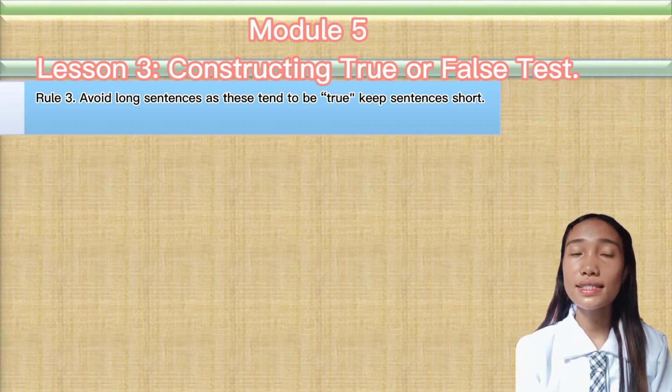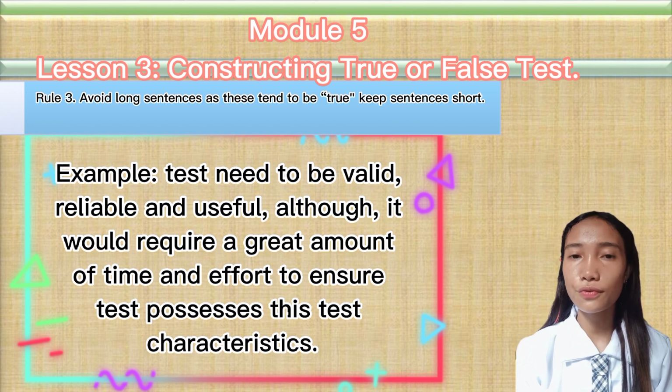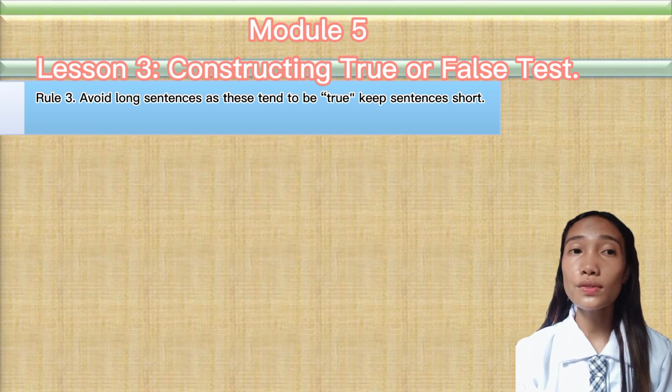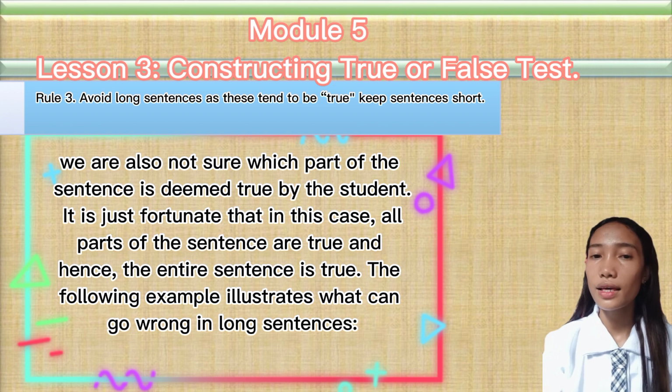Rule number 3. Avoid long sentences as these tend to be true. Keep sentences short. For example, tests need to be valid, reliable, and useful, although it would require a great amount of time and effort to ensure tests possess these characteristics. Notice that the statement is true. However, we are also not sure which part of the sentence is deemed true by the student. It is just fortunate that in this case, all parts of the sentence are true and hence the entire sentence is true.